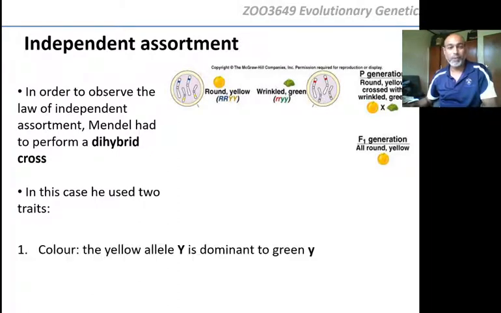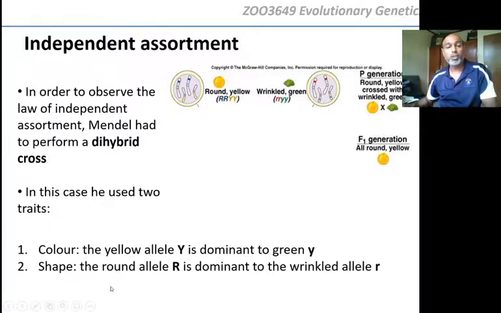traits. Okay. So he used the yellow color, big Y, which is dominant, and small y, if you get small y, you are green. If you have big Y, any big Y, small y, or big Y, you are yellow because it's dominant. So shape, round is dominant. So if you have one big R, even if you have a small r, big R, you are round. If you have a small r, you are what? You are wrinkled. Here's wrinkled, okay, and green.